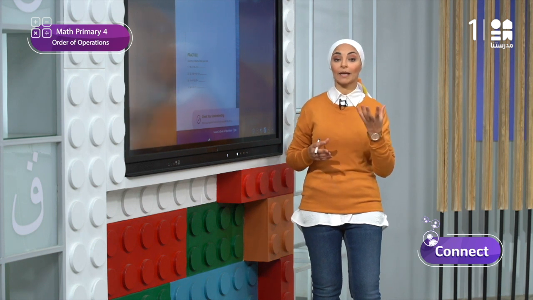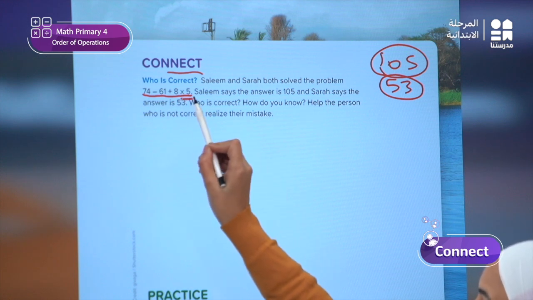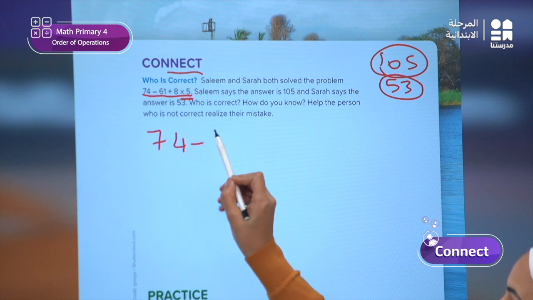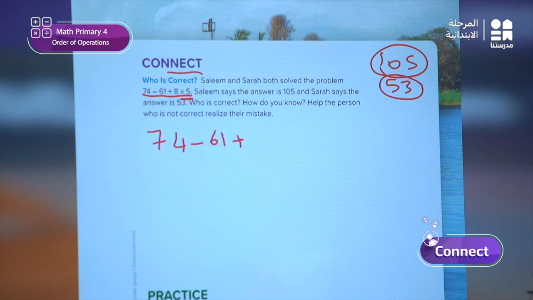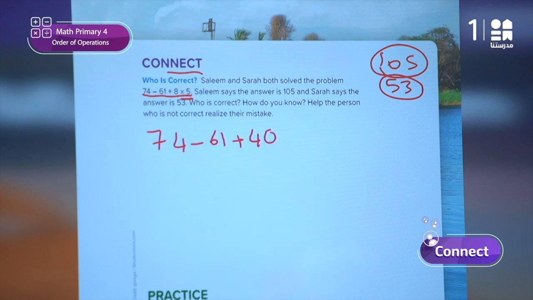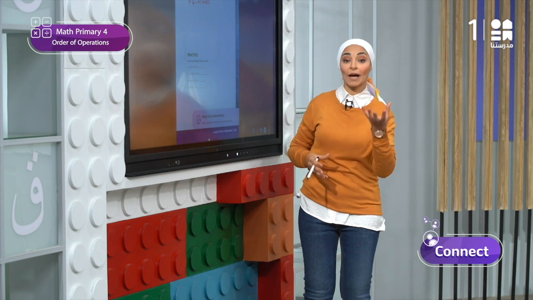So what will I do? I will do 8 times 5. Right? The first thing I will do is 8 times 5. Let's write the equation. So here I have 74 minus 61 plus 8 times 5 equals what? Equals 40. So I will write here 40. Then we will start the addition and subtraction from left to right.